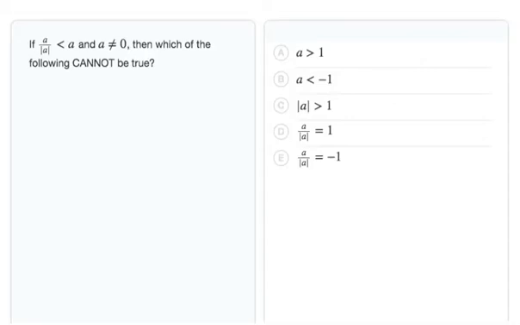There are a couple ways to solve this question. The easiest way though is going to be to pick values for our variable and plug in some numbers. So let's go ahead and read our question.